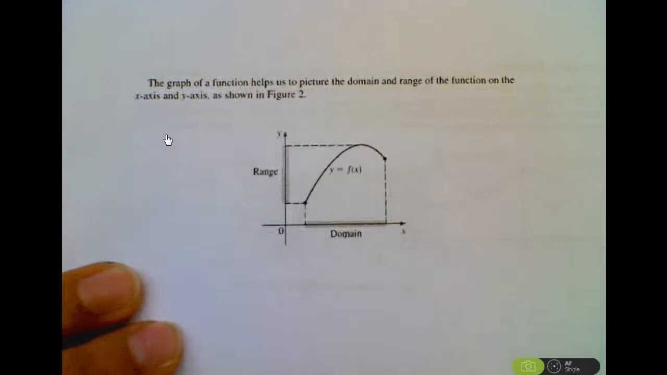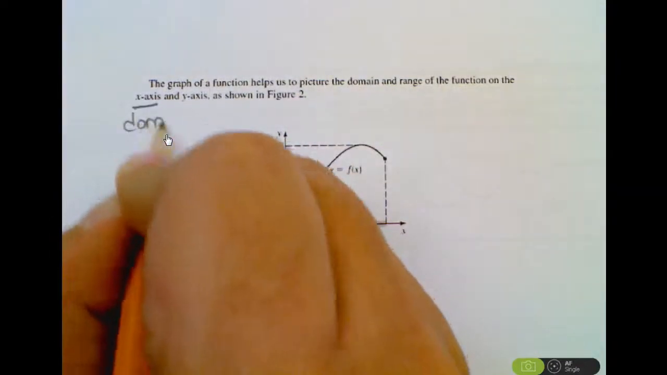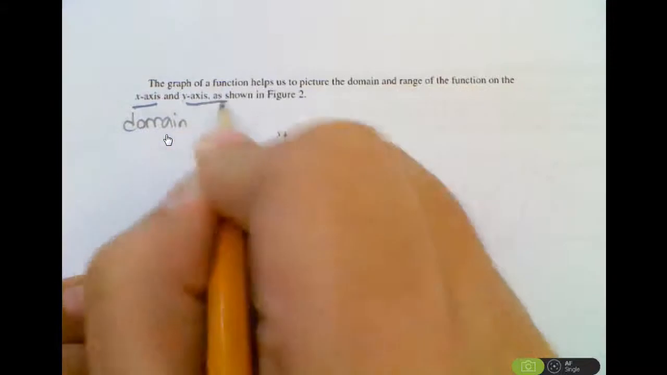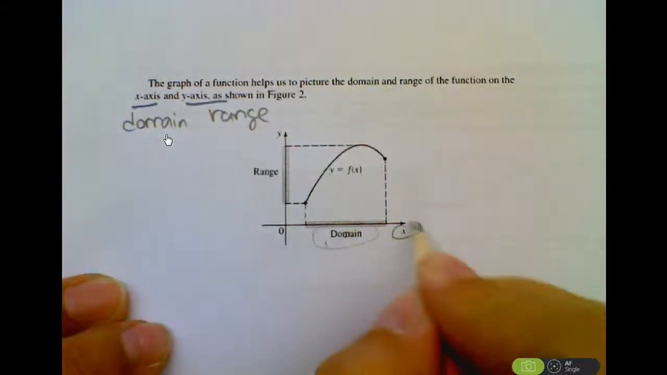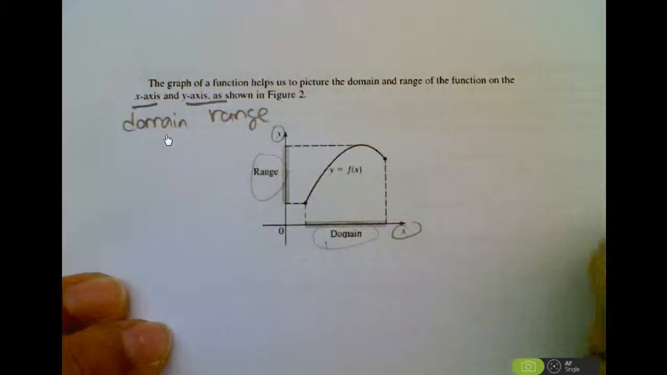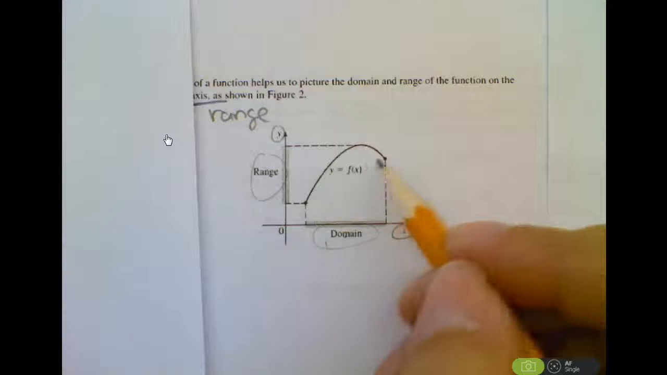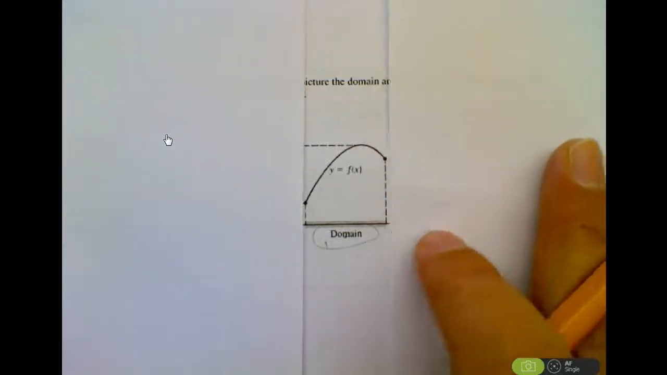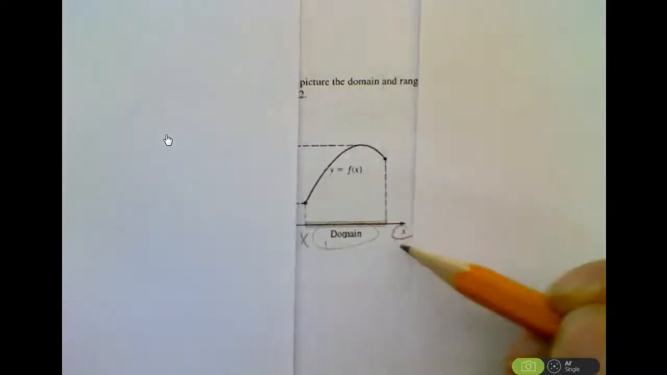So remember, x-axis, that's where I see the domain. Y-axis, that's where I see the range. So the domain is seen here, the range is seen here. Now, I could use the same piece of paper that I had before. And if f starts and finishes, then I can say that the domain is between this x and this other x.